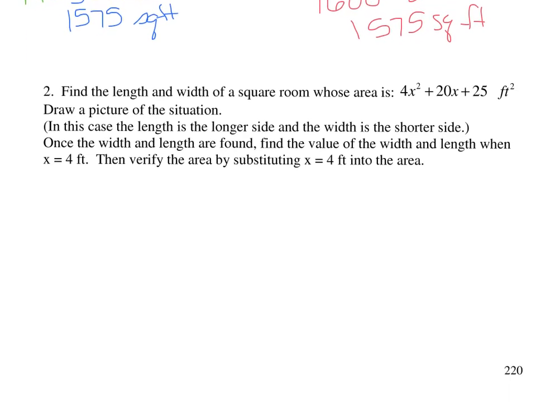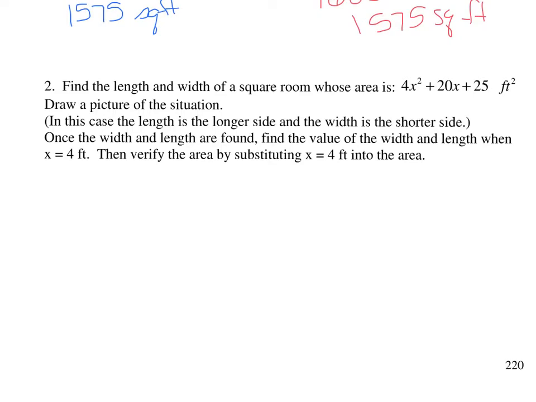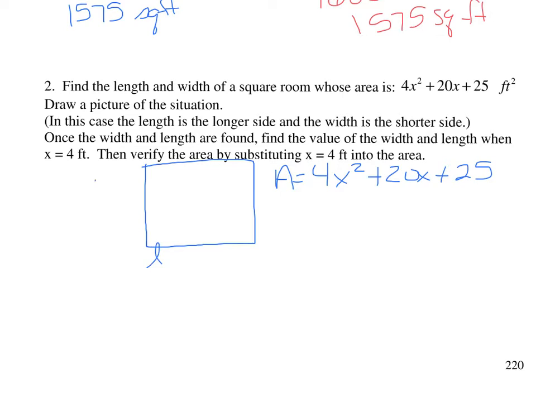All right, on number 2, find the length and width of a square room whose area is 4x squared plus 20x plus 25. Draw a picture. So this is a square room. That's close to a square, whose area is 4x squared plus 20x plus 25. The length and the width are identical because this is a square. So even though this says the length is the longer side and the width is the shorter side, this is a phrase that really we don't need because this is a square. There is no longer and shorter side.